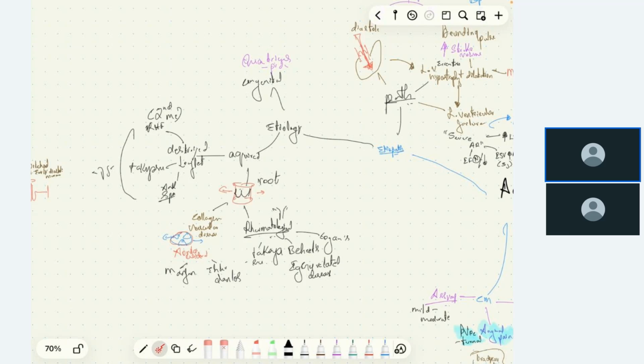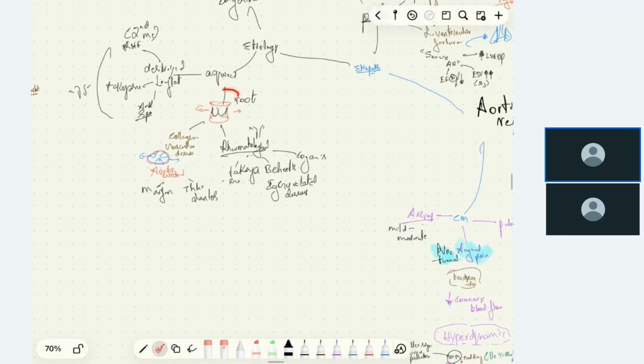We have rheumatic heart disease leading on to aortic regurgitation. Takayasu arteritis leading on to aortic regurgitation due to inflammatory damage. Ankylosing spondylitis destroying the leaflet leading on to aortic regurgitation. Or we may have dilatation of the root due to collagen vascular disease.